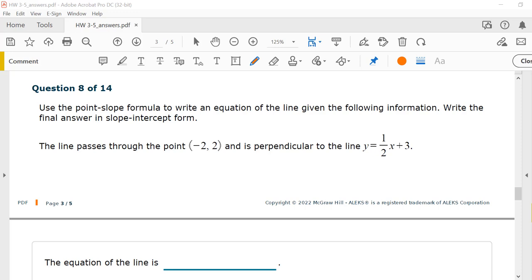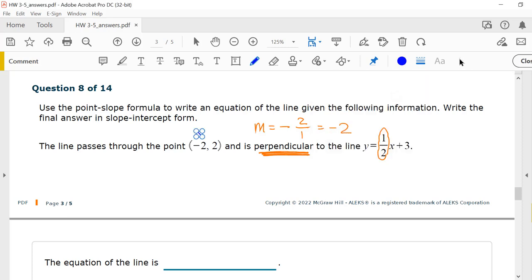Number 8, the line passes through the point negative 2, 2, and is perpendicular to the line y equals 1/2 x plus 3. The slope of this line is 1/2. Our line needs to be perpendicular to that, so the slope that we want is going to be the negative reciprocal of 1/2. So it's going to be negative 2 over 1, or we can just say negative 2.